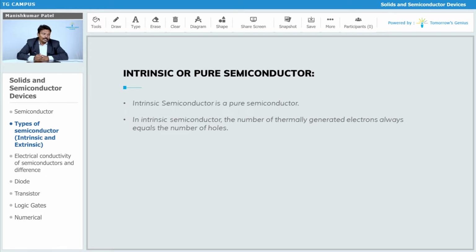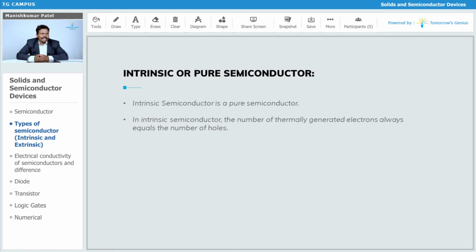Now we know that germanium or silicon has 4 electrons in its outermost shell, that is the valence shell, and it shares all 4 with the neighboring atoms, so its octet is complete. And definitely then we can say that it is a stable one.